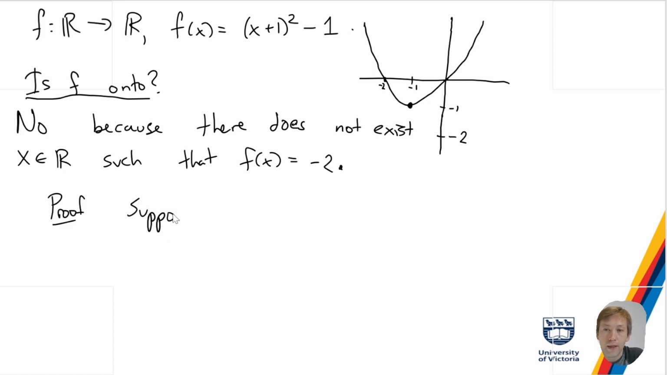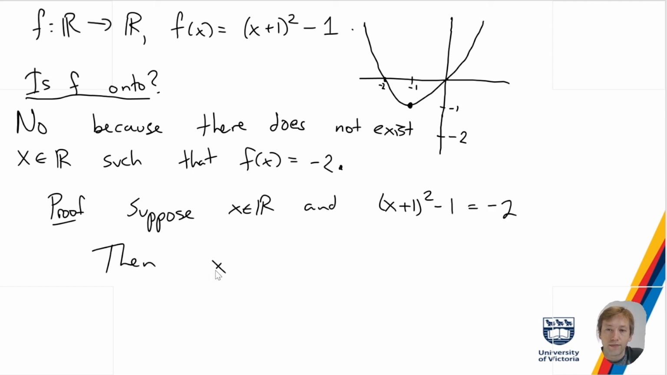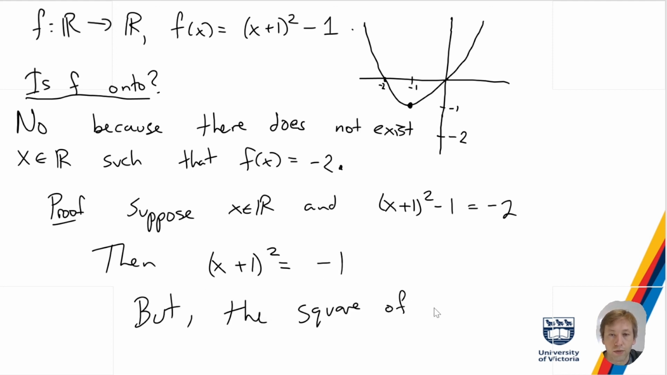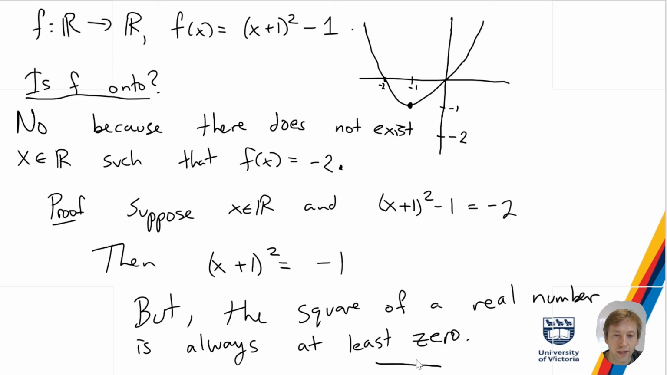So suppose that x is in R and (x plus 1) squared minus 1 is equal to -2. So then (x plus 1) squared is negative. If I add 1 to both sides, I get (x plus 1) squared is -1, but the square of a real number is always at least 0. So this is a contradiction. One symbol for contradiction is two arrows pointing at each other, so that's what I'm using here. Okay, so this function is not surjective.